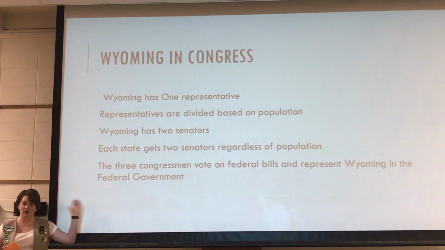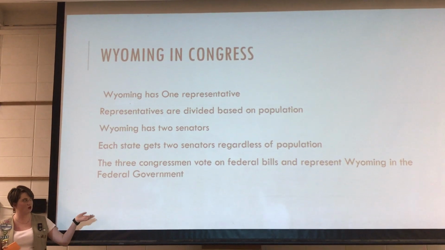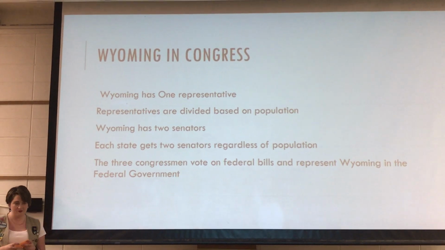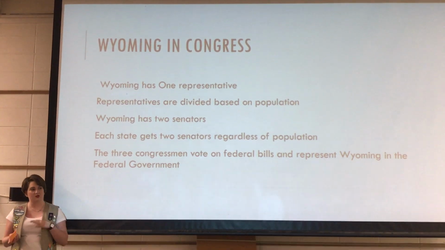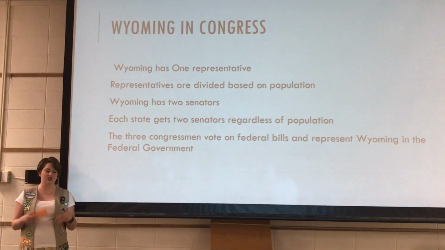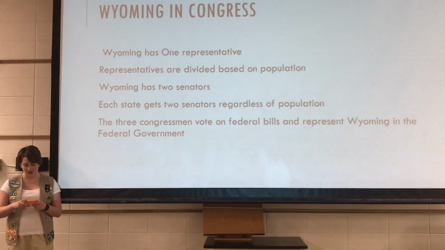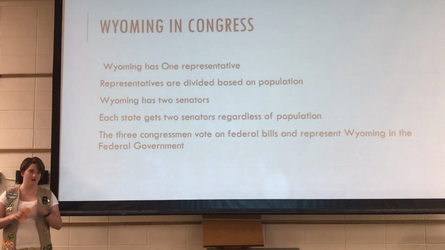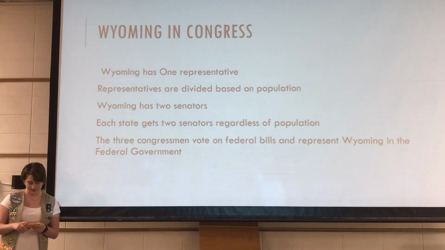So the Congress people vote on federal bills and represent Wyoming's place in our federal government. In addition, the number of seats a state has in Congress determines how many electoral votes a state gets. So in this case, Wyoming has 3 electoral votes. There are 6 other states that only have 3 electoral votes. All the rest of the states have more than that.